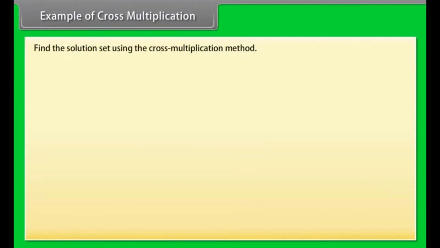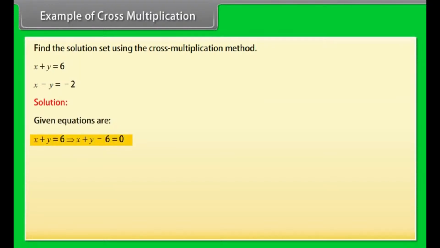Example of cross multiplication. Find the solution set using the cross multiplication method. x plus y is equal to 6. x minus y is equal to minus 2. Solution. Given equations are x plus y is equal to 6.